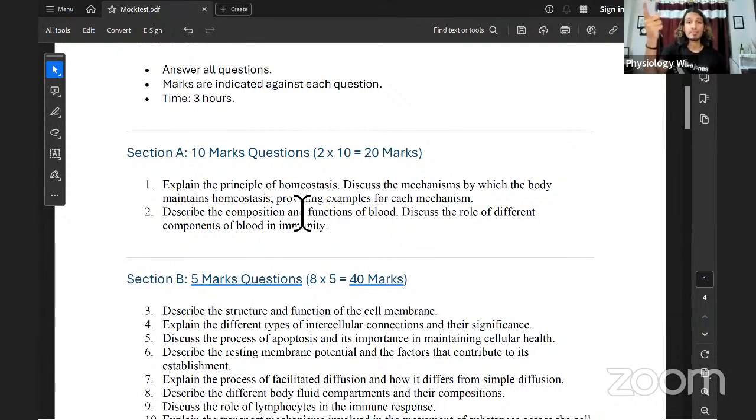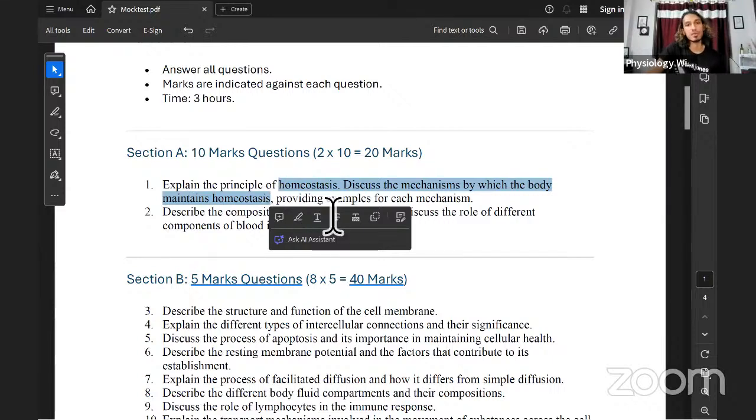Okay, then discuss the mechanisms by which the body maintains homeostasis. How can it do that? Either through a negative feedback mechanism or a positive feedback mechanism. Usually, homeostasis is maintained by either a negative or a positive feedback mechanism. So, describe what the negative feedback mechanism is, describe what the positive feedback mechanism is. Okay, with examples.